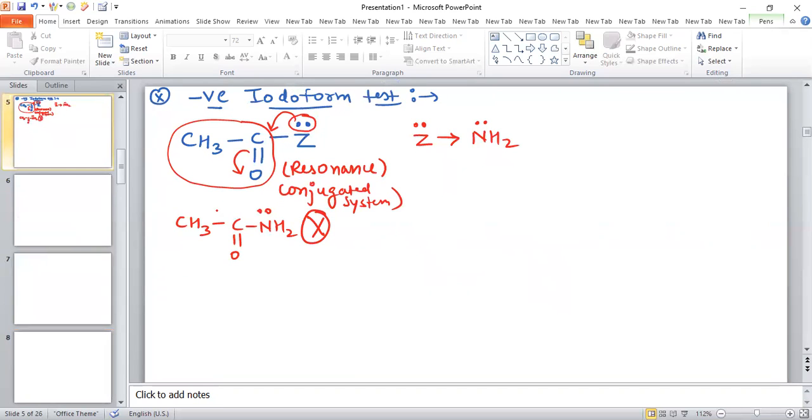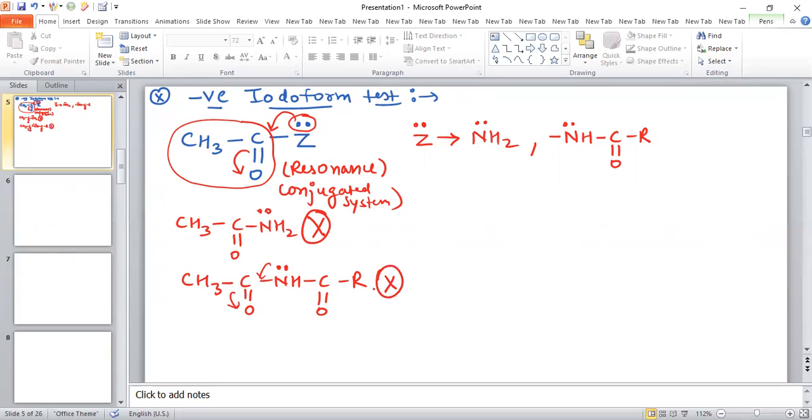It will give a negative iodoform test. If this Z is NH, that is NH C double bond O and R, again there is a lone pair of electrons on Z. So if the compound is like this, CH3 C double bond O and NH C double bond O R, again there is a lone pair of electrons. Again this is a part of resonance, sigma, lone pair, sigma, pi. So this will also not give a positive iodoform test. So a negative test is given by these two compounds.